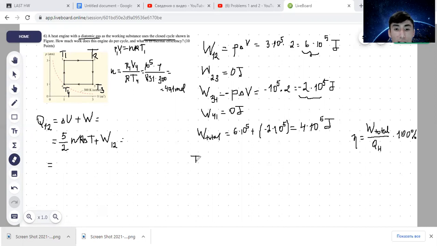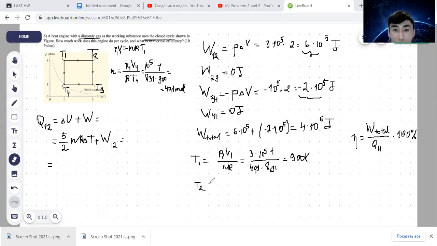It's easy. Let's find T1. T1 is equal to, from the ideal gas law, P1 V1 over NR. All these values are given. So P1 equal to 3 atmospheres, volume is given, and the number of moles is also given. We found it for 0.1 times 8.31, the ideal gas constant. So here it will be 900 Kelvin.